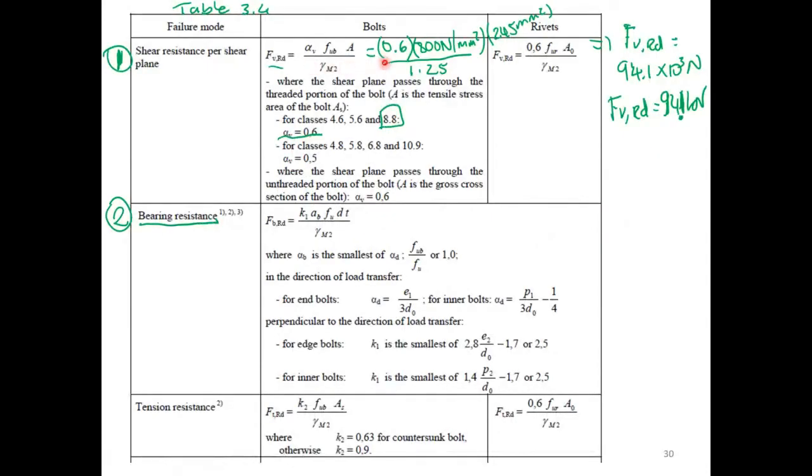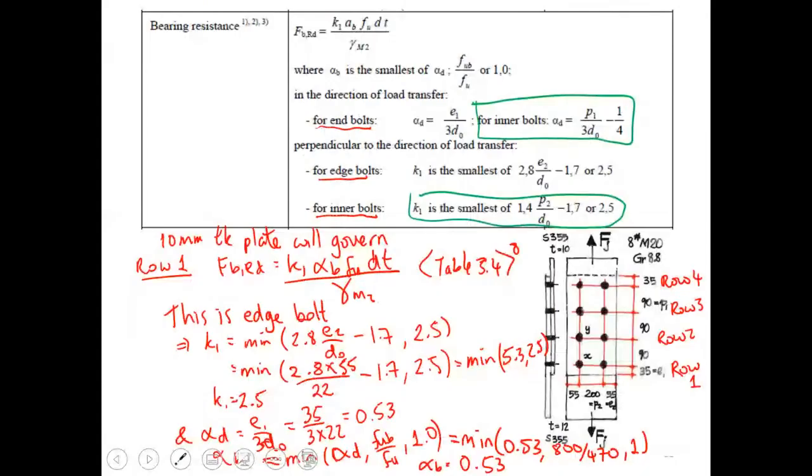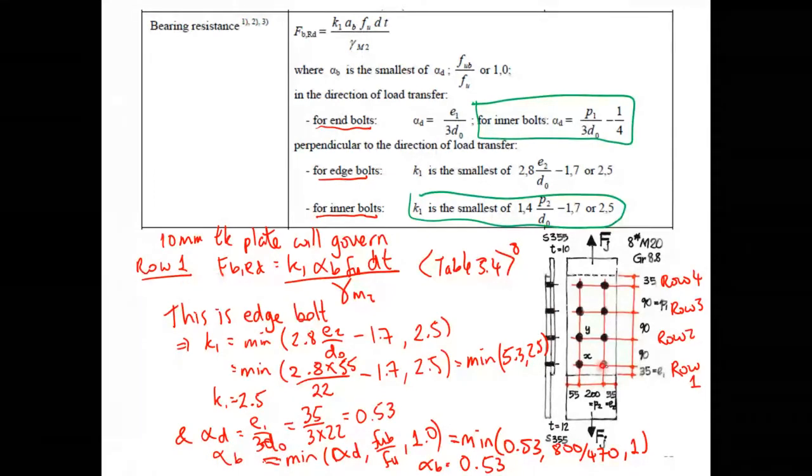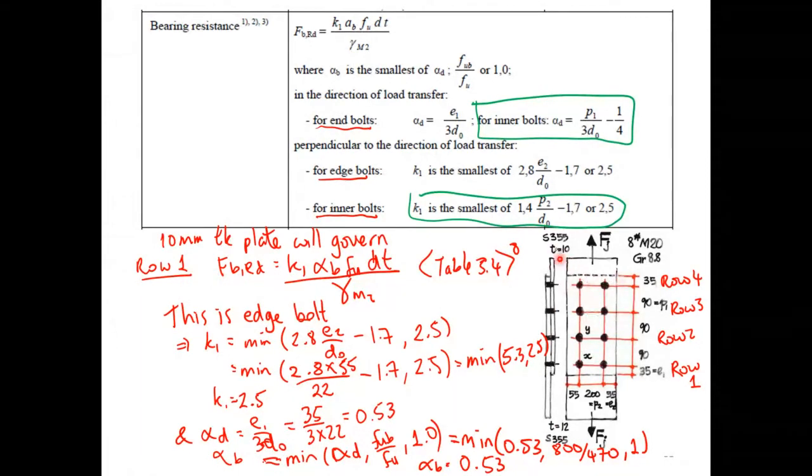So we put that into the formula here, 0.6 times 800, the ultimate strength, multiplied by the cross-section area of the bolt, divided by 1.25, that gives us 94.1 kilonewtons. Then we check for the bearing resistance, where we had to check for the different rows. So we had row 1, row 2, row 3, row 4. This is a 10 mil plate. We pull up this way. That means this row 1 is at the edge, it's at the end, because as we pull it up, it's only got this distance here away from the end, which is 35 millimeters.